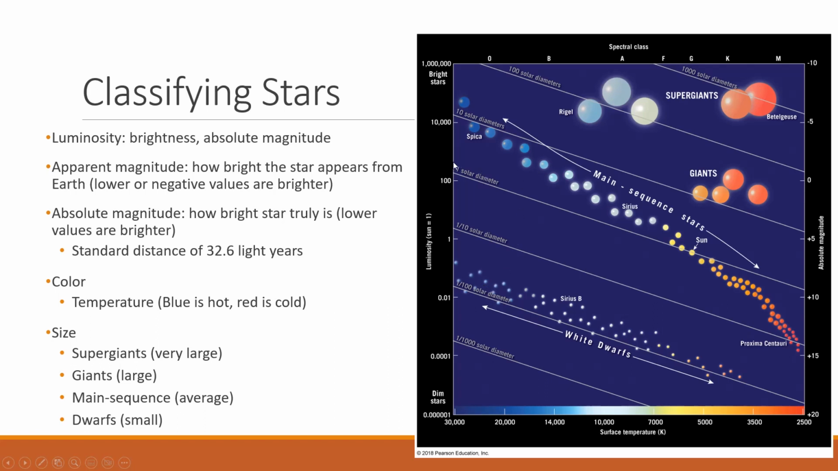This chart is showing us these horizontal lines comparing to our sun, which is 1 solar diameter. As we go down, we're getting smaller than our sun. So this line here is 1/100th of our sun's diameter. As we go up, we're getting bigger. So these supergiants are 1,000 times bigger than our sun, which is massive. So you can imagine that some of these get very, very big. Even these very hot main sequence stars are 10 times the size of our sun.